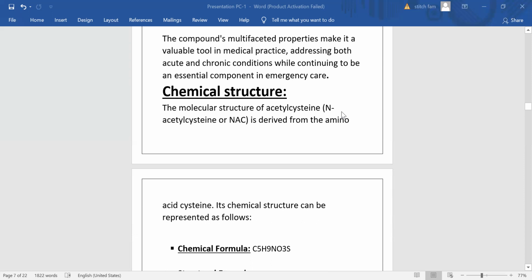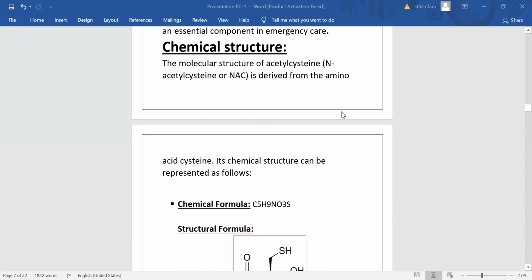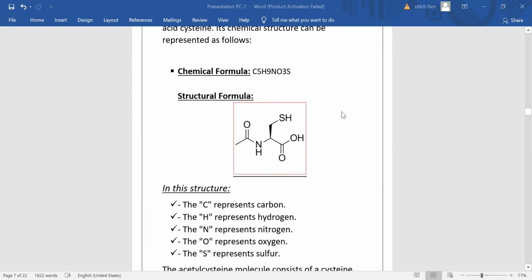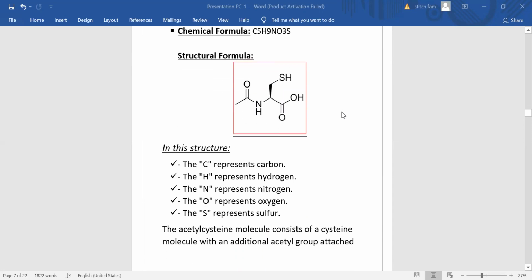Here is the chemical structure of acetylcysteine. The molecular structure of acetylcysteine, also called N-acetylcysteine or NAC, is derived from the amino acid cysteine. Its chemical structure can be represented as follows. The chemical formula of acetylcysteine is C5H9NO3S. Here is the structural formula of acetylcysteine.